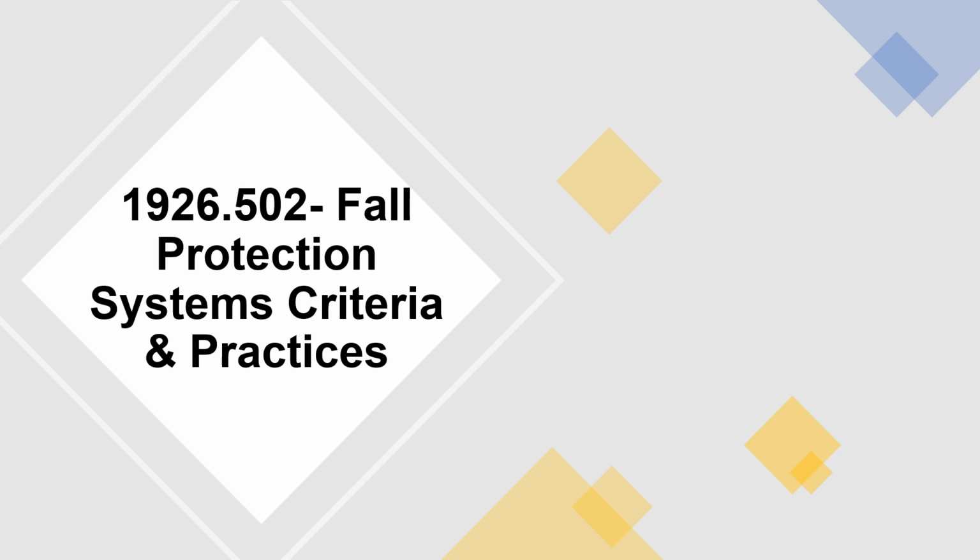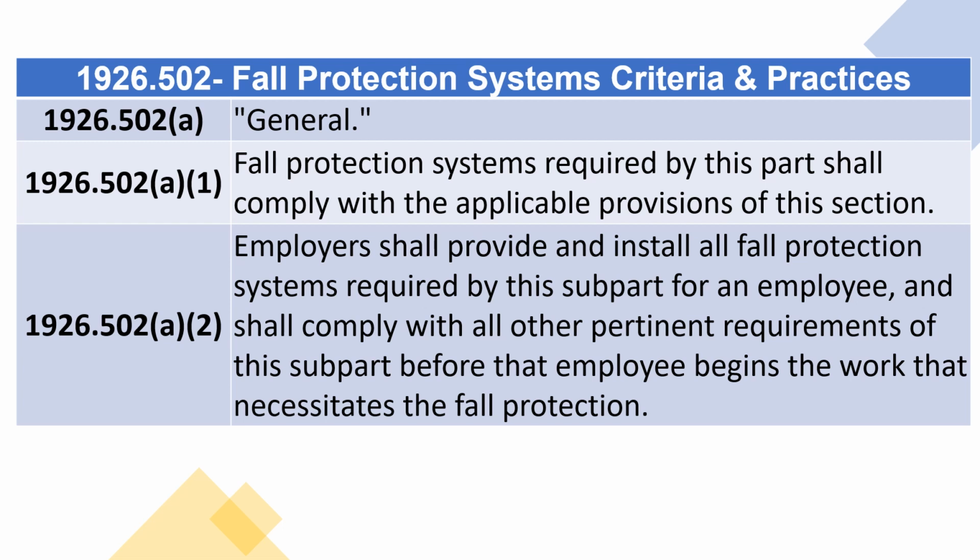1926.502. Fall Protection Systems Criteria and Practices. 1926.502(a). General. 1926.502(a)(1). Fall protection systems required by this part shall comply with the applicable provisions of this section. 1926.502(a)(2). Employers shall provide and install all fall protection systems required by this subpart for an employee, and shall comply with all other pertinent requirements of this subpart before that employee begins the work that necessitates the fall protection.